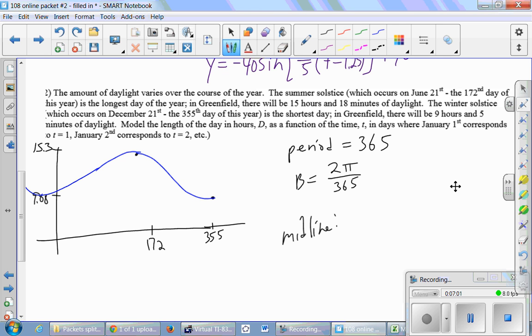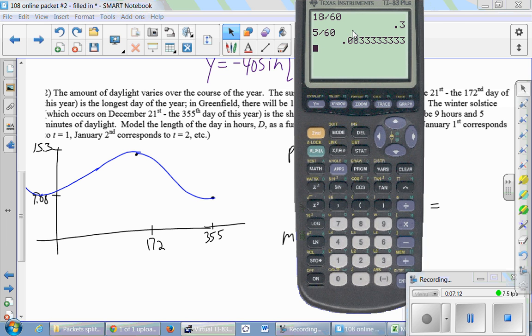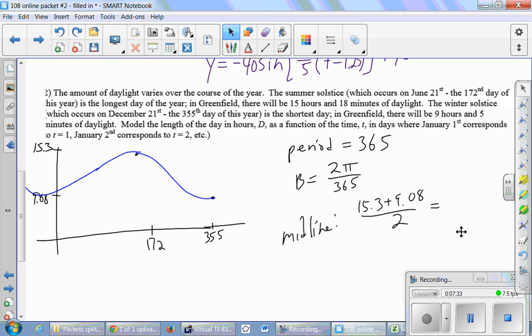We'll average the high and the low. Okay, and I'm going to want to use that number right there instead of rounding it. So let's actually type this in the right way. So 15.3 plus 9 plus 5/60ths. And then we can divide that by 2. So 12.19 roughly. So this is the D equation, but we're calling it K in general.